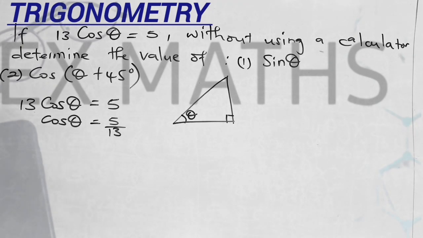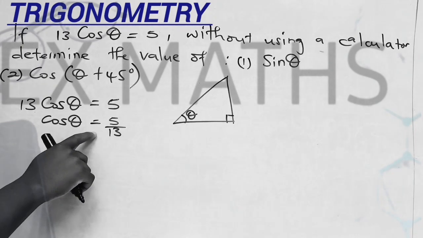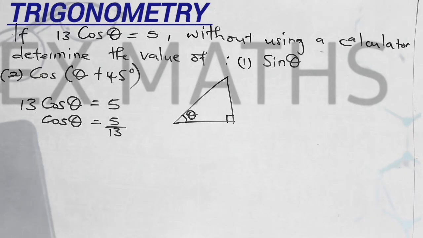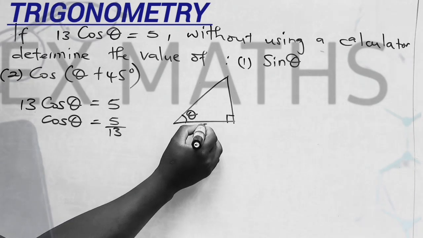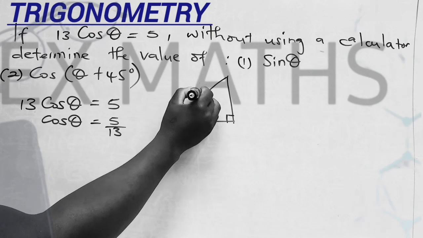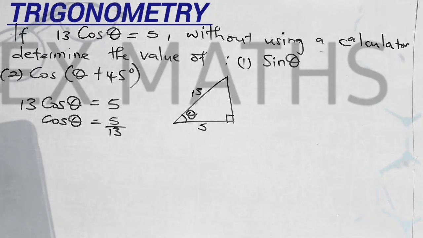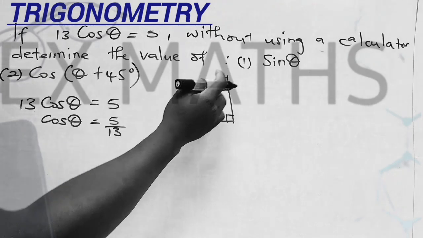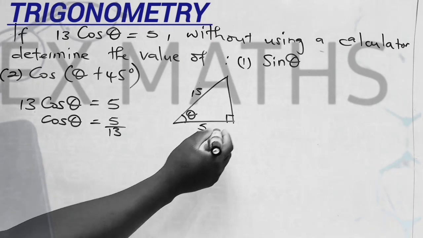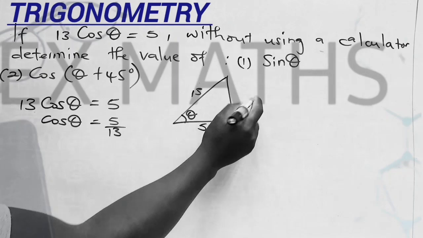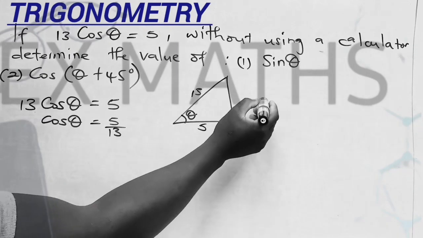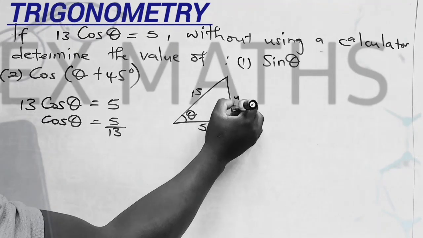Then we know that from trig ratios, cos theta is adjacent over hypotenuse. So this is 5, this is 13. So we also need to find that missing side. We have to apply Pythagoras theorem to find the missing side. This is our leg, and we have the hypotenuse. So let me give it a name, y.